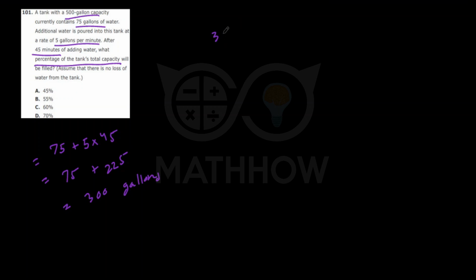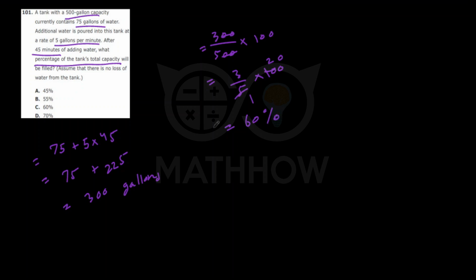So 300 divided by the total capacity 500 multiplied with 100. This will give us the percentage. 3 over 5 multiplied with 100. 5 ones are 5, 5 twos are 10, and 0, 20. 3 multiplied with 20 will become 60%.